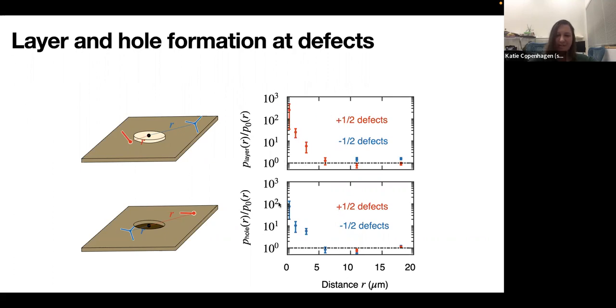And then likewise, if you look at the new hole formation events and the distance distribution to negative defects in blue and positive defects in red, you can see a similar relationship. So we have holes opening up at negative defects 100 times more often than if it were happening by random chance.